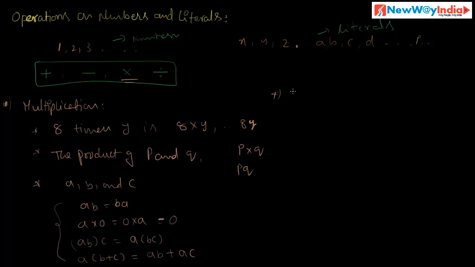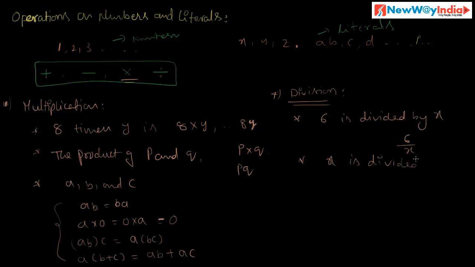Next, division. Consider 6 is divided by x. It is denoted by 6 by x. In the same way, x is divided by 6. It is denoted by x by 6. So it is division on literals and numericals.